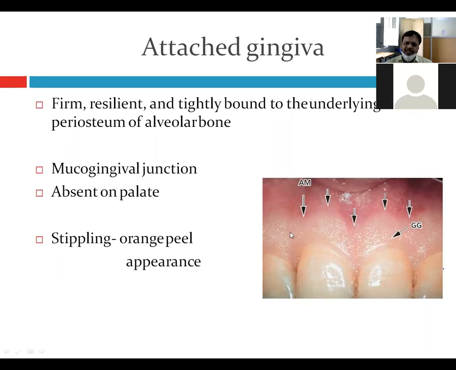Usually on attached gingiva we can see stippling, that is an orange peel appearance. In this figure we can see the dots; there are some depressions and elevations. This is called stippling. This stippling appears like an orange peel. Usually the stippling is seen on the buccal surfaces of your gingiva, whereas it is absent on your palatal as well as your lingual gingiva.